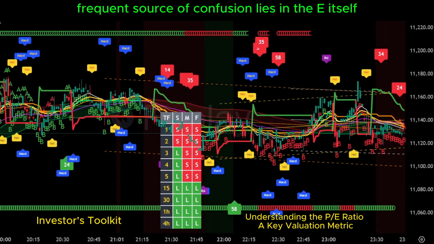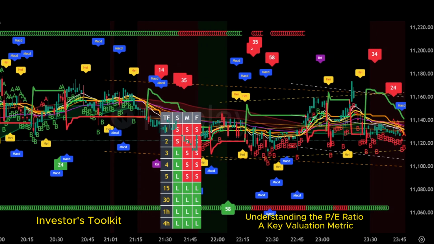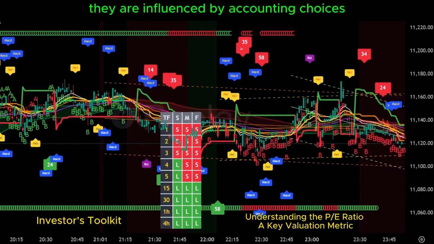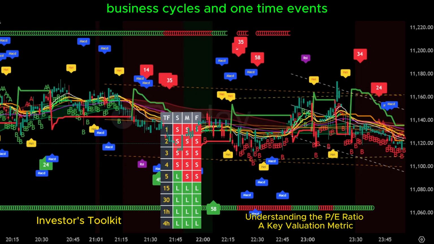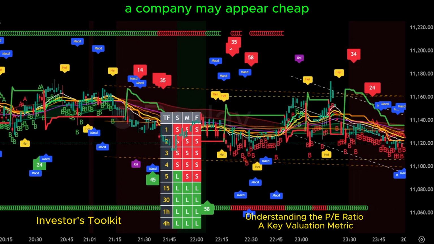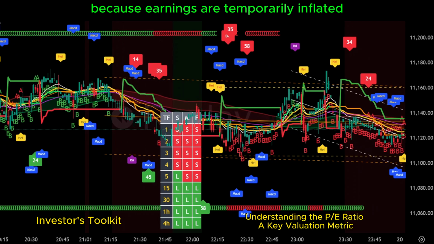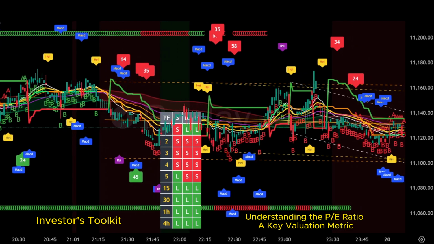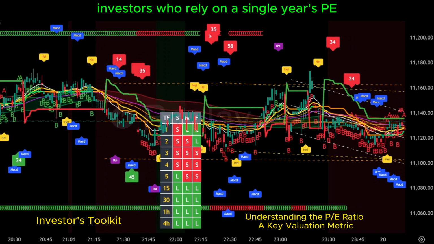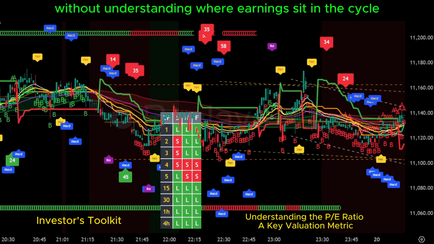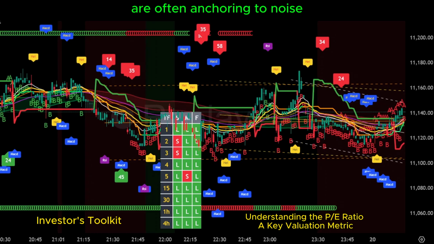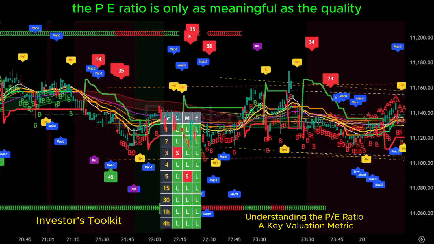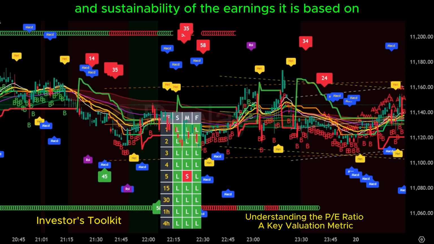Another frequent source of confusion lies in the E itself. Earnings are not a fixed objective truth. They are influenced by accounting choices, business cycles, and one-time events. A company may appear cheap because earnings are temporarily inflated, or expensive because earnings are temporarily depressed. Investors who rely on a single year's P/E without understanding where earnings sit in the cycle are often anchoring to noise rather than signal. The P/E ratio is only as meaningful as the quality and sustainability of the earnings it is based on.